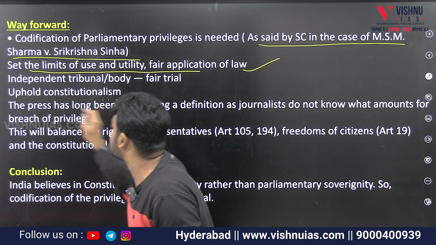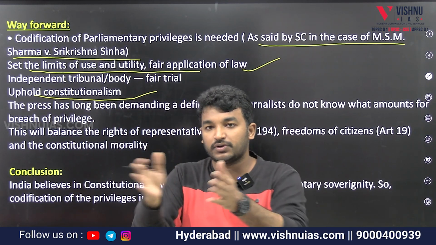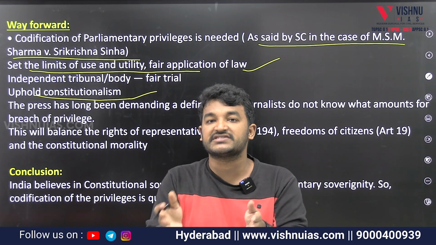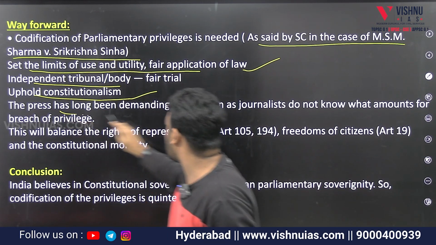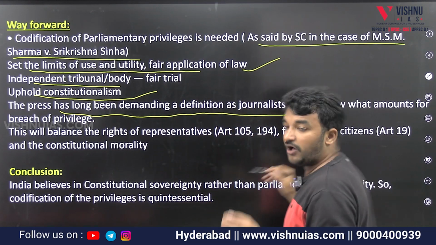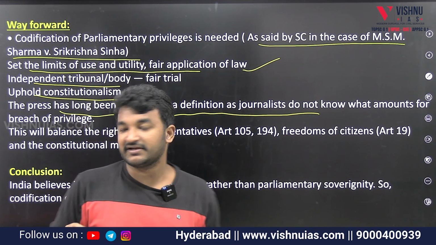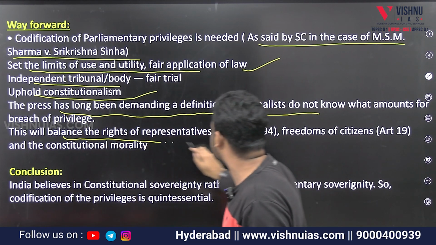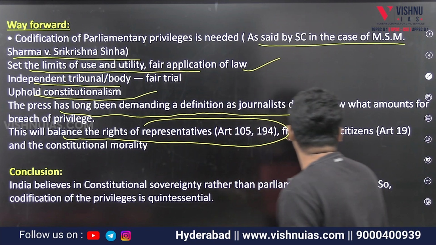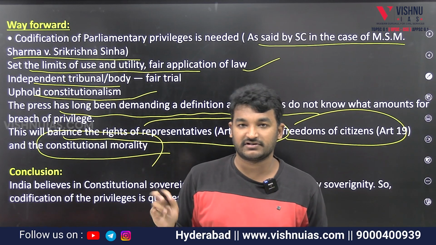Next, it upholds constitutionalism, and in this case, the Supreme Court said that to have a fair trial, there is a need for the formation of some independent tribunal. Next, the press has long been demanding a definition of breach of privilege, because they are the main targets, right? Finally, with codification, there will be a balance of rights of representatives, freedom of citizens, and eventually constitutional morality, right?